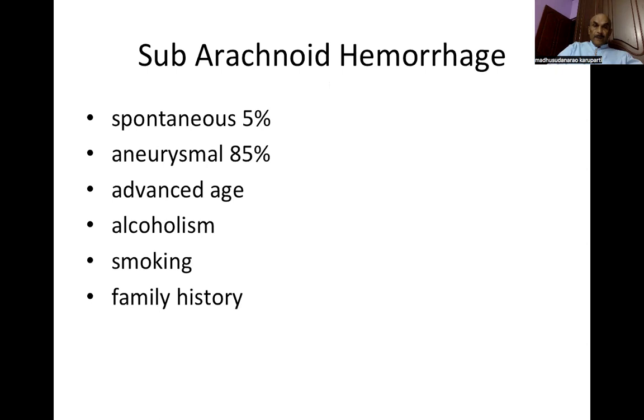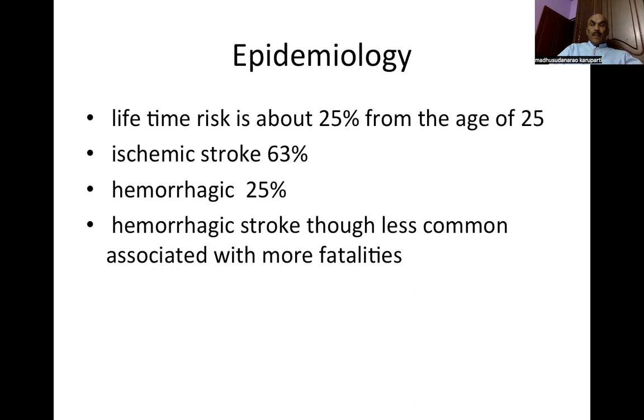These are some of the drugs associated with intracerebral hemorrhage. Coming to subarachnoid hemorrhage, it could be spontaneous in 5% of the patients, or rupture of aneurysms is the cause for 85% of subarachnoid hemorrhages. Alcoholism and smoking are again risk factors. Family history of subarachnoid hemorrhage is again a risk factor for hemorrhagic stroke. Coming to epidemiology, lifetime risk is about 25% from the age of 25 years. It is the same for men and women.